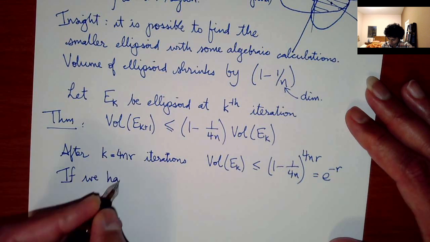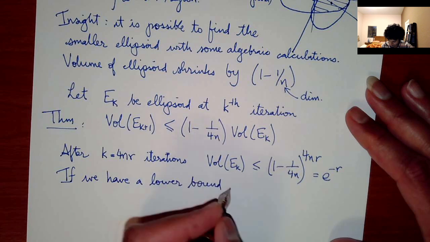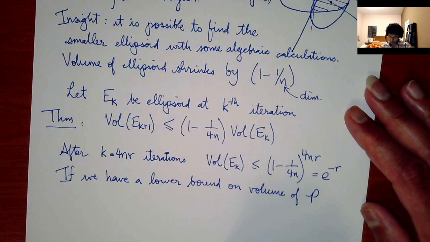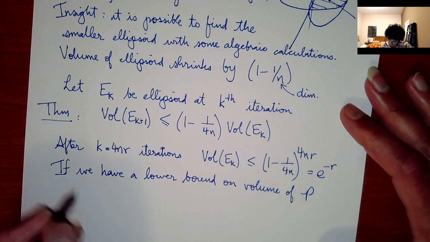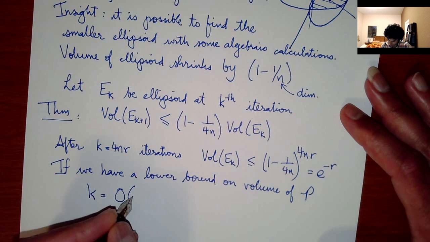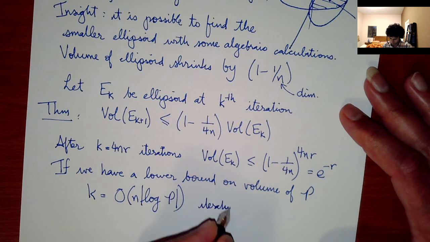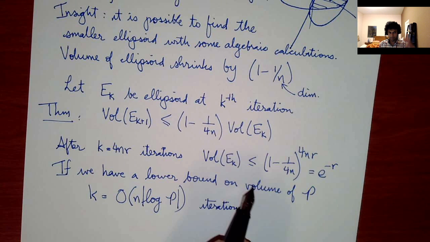So what this means is, if we have a lower bound on the volume of P, then we know that K only needs to be something like O of n log of the volume ratio iterations. So if you have a lower bound on the polytope's volume, then you'll find it, because after that many iterations, the enclosing ellipsoid would be smaller than the volume, which is absurd. Does that make sense?